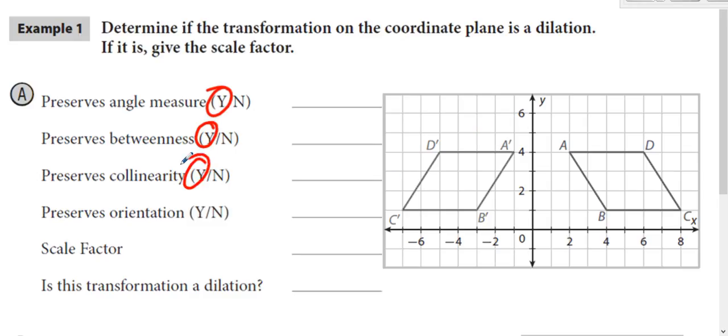How about orientation? Since we're going A, B, C, D in a counterclockwise order here, it would have to be the exact same on the A primes. Are we going A, B, C, D counterclockwise on the other side? No. If the letters are in a counterclockwise order, the letters need to remain in a counterclockwise order.